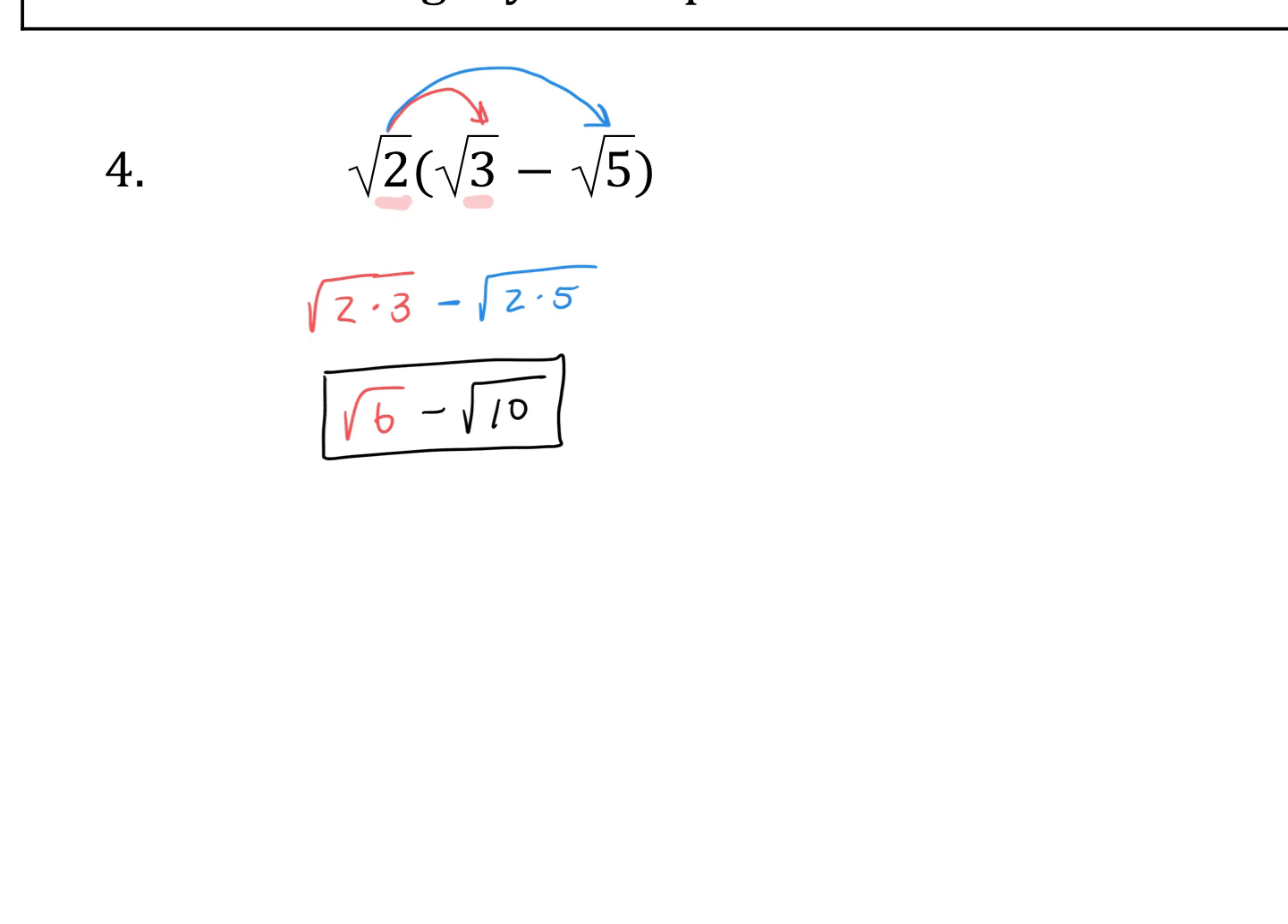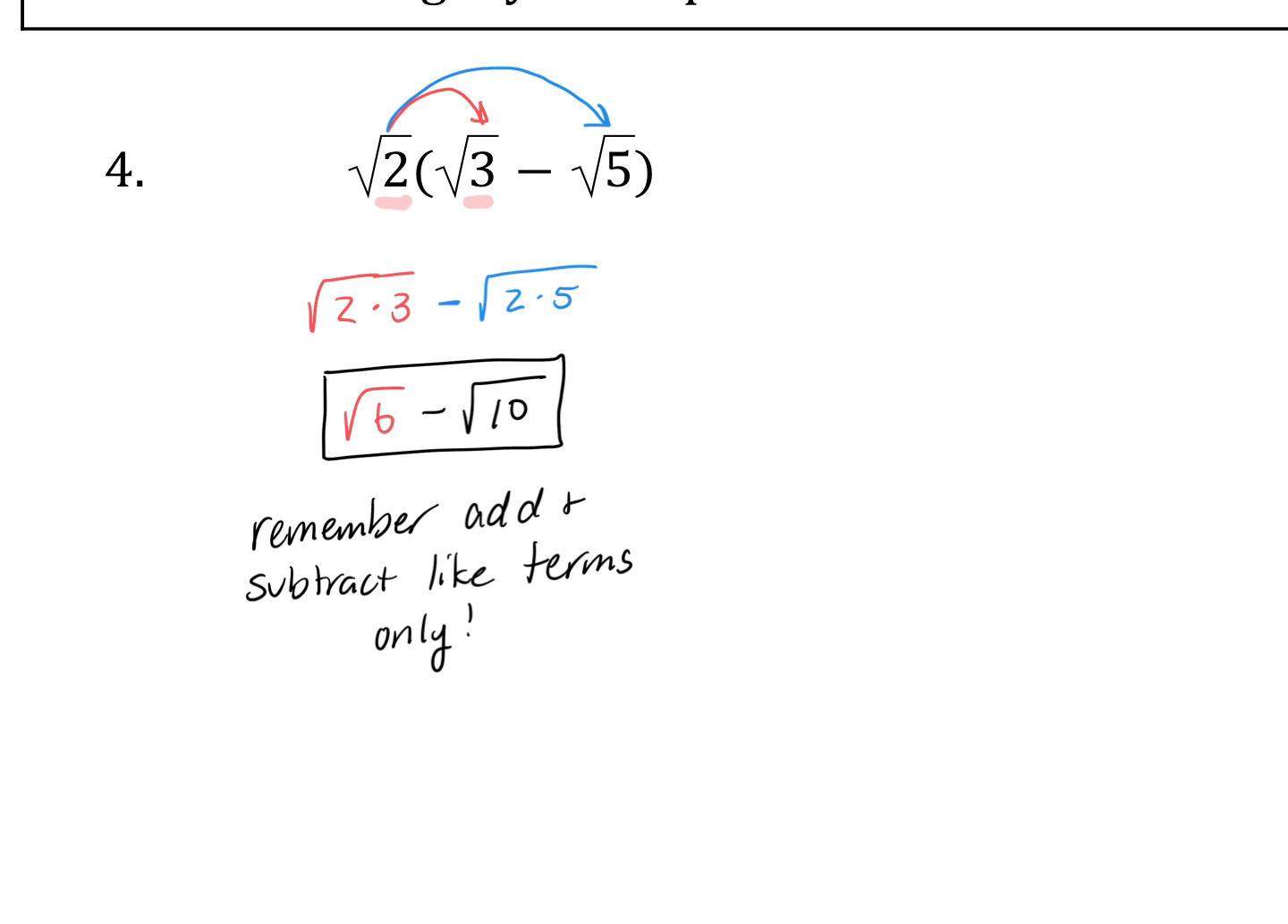Remember, add and subtract like terms only. Okay? So if they are not like terms, where the radicand is not the same, you cannot combine them. Okay, you're done.